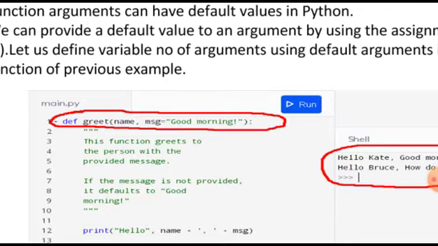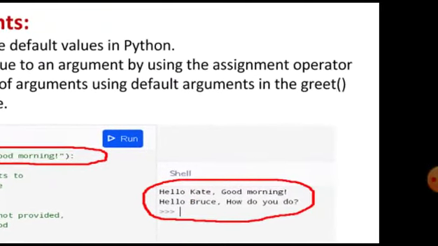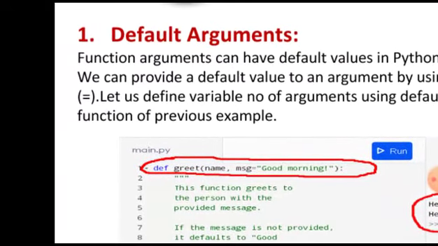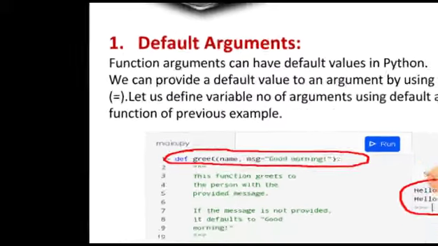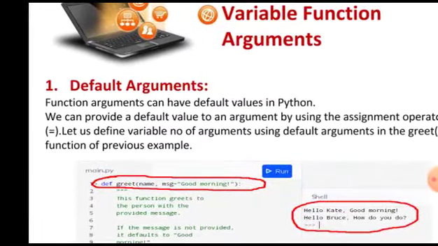Okay, the default values will be passed in place of default arguments, and the variable will be assigned with the default value. So here, we can provide a default value to any argument by using the assignment operator, equal to, like we have done in the first line here. Let us define variable number of arguments using default arguments in the greet function of the previous example.